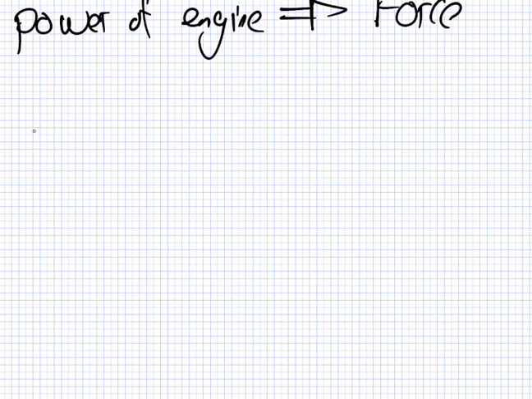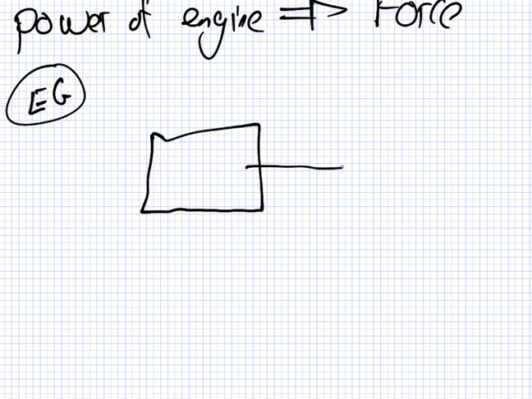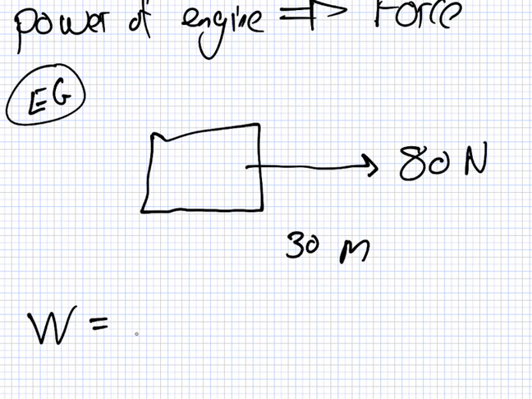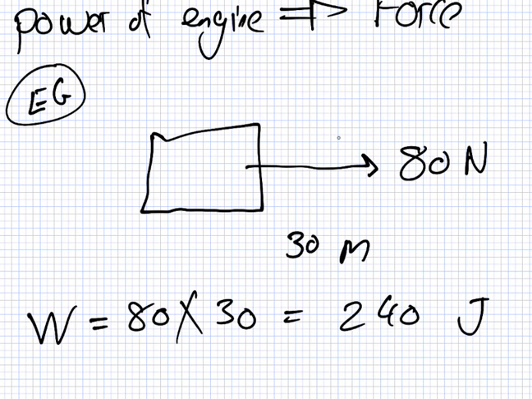So my first example, very easy to get us started. We have this box and we pull the box 30 meters and we use 80 newtons to do it. What's the work done? It's 80 multiplied by 30, which is 2,400 joules. I forgot a zero.